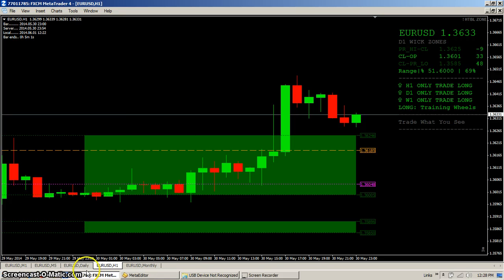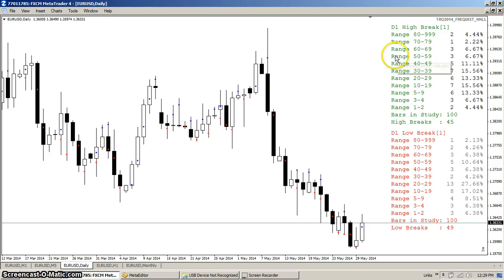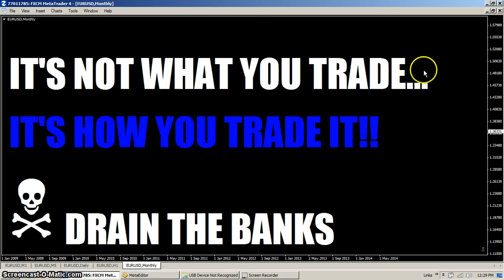So my fellow traders, once again, the frequency distribution here of the break, in pips, shows you that this is a profitable trade. And as always, it's not what you trade, it's how you trade it.